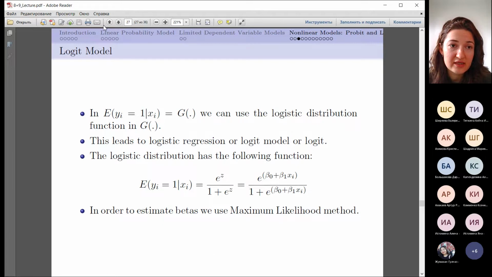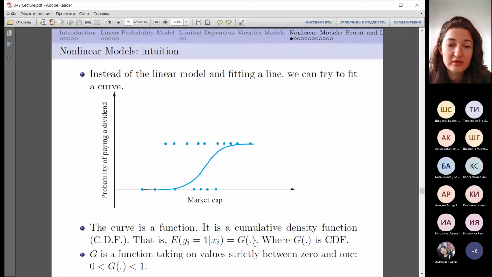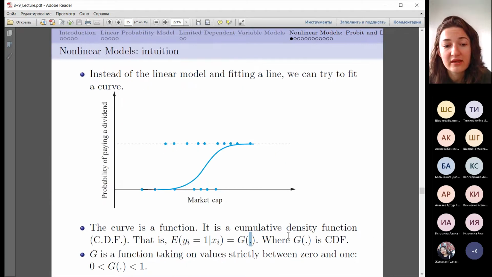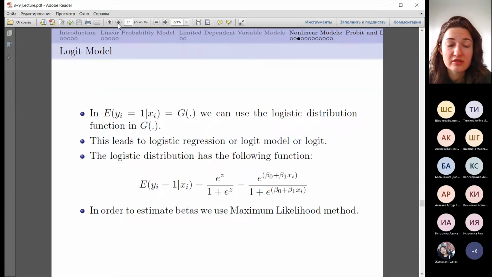The second approach that you can use here: instead of the standard normal function, you can put in the logistic distribution function. So you have two choices. The first one, you can determine the CDF with the normal distribution function, and the second one with the logistic distribution function. If you use the logistic distribution function, this leads to logistic regression, or just the logit model.